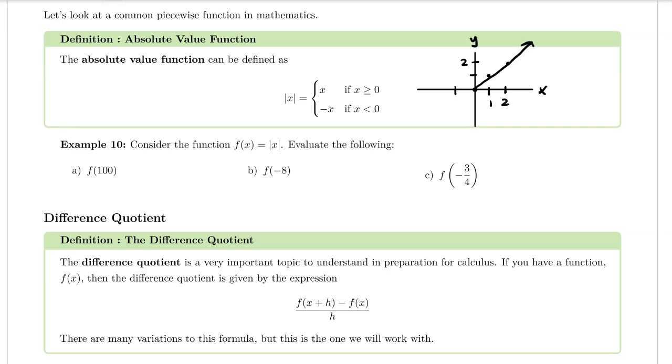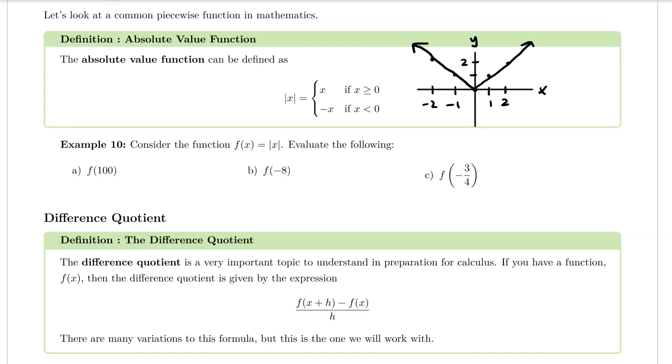And then if I plugged in negative 1, my output would be positive 1. If I plugged in negative 2, I would multiply that by negative 1 to get positive 2, and my graph would look something like that. So essentially, when we graph the absolute value function, it looks like the letter V.